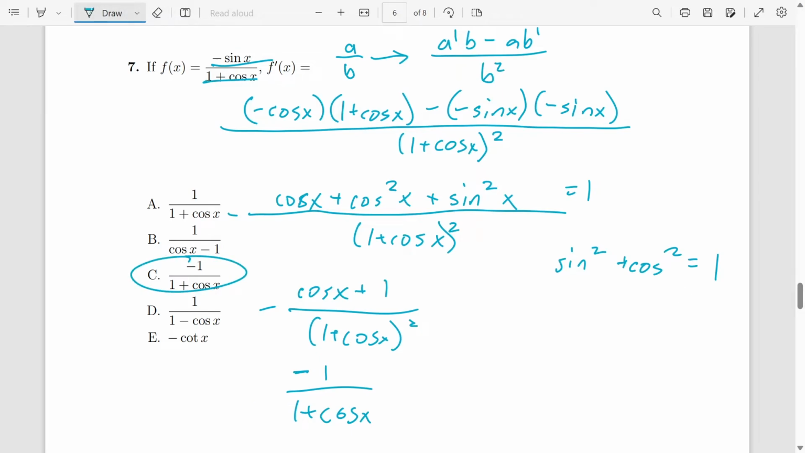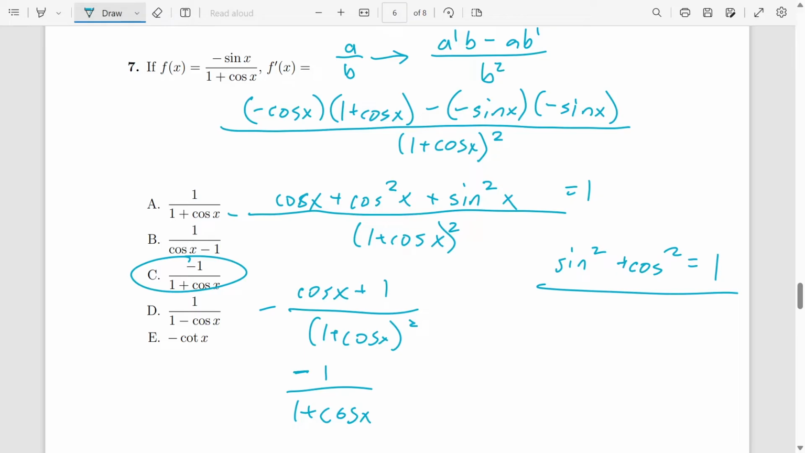Let me double check that's right. 7 is c. Boom, we got it. So recap, quotient rule to start, and then remembering the trig identity here. Okay, can I remember the others? I cannot remember the others off the top of my head.